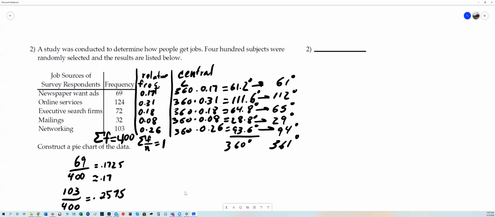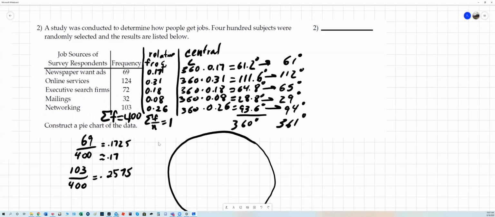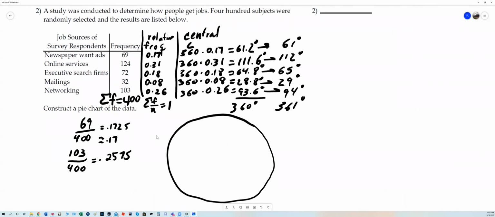So am I going to make you draw the circle? The answer is no. I'm not going to consume too much time, but when you make your circle, I will just kind of, that's not a very good circle. Let me drag this down a little bit. For newspaper ads, we're supposed to have 61 degrees. So let's say this is the center here. 61 degrees is roughly somewhere there. This is not a very good circle.